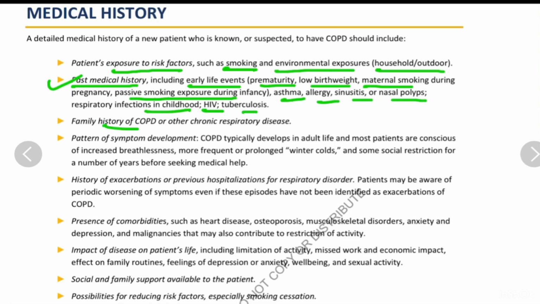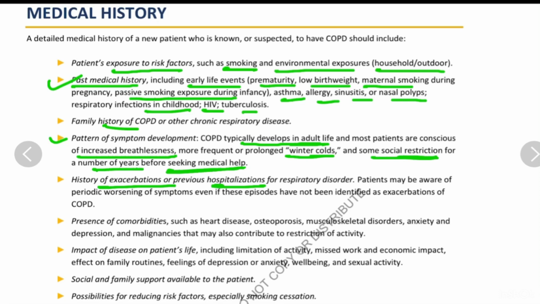Family history could be there. Regarding the pattern of symptom development, COPD typically develops in adult life, and most patients are conscious of increased breathlessness. So this is progressive in nature. More frequent or prolonged winter colds will be there, and social restriction for a number of years before seeking medical help. A history of exacerbation could be there.